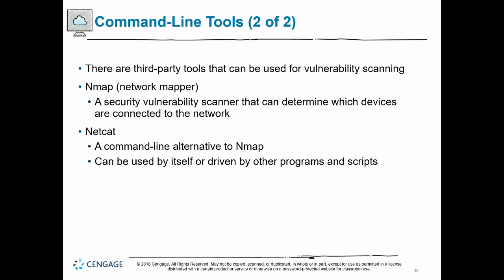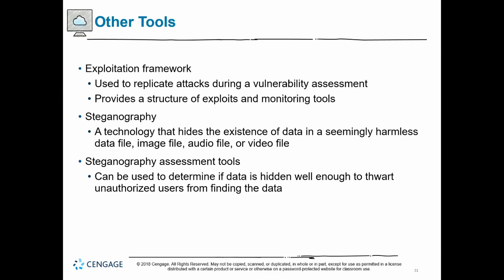And then you have netcat, which is a command line alternative to Nmap. It can be used by itself or driven by other programs and scripts. You guys will play around with netcat as well. Netcat can also be driven by other programs and scripts if you wanted to, for example, create a shell into another computer. Exploitation framework is used to replicate attacks during a vulnerability assessment. It provides a structure of exploits and monitoring tools.